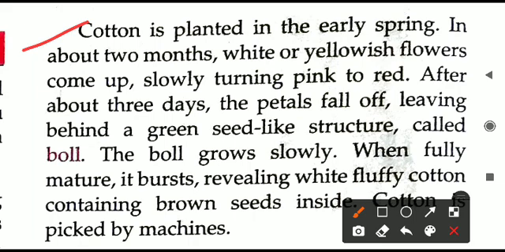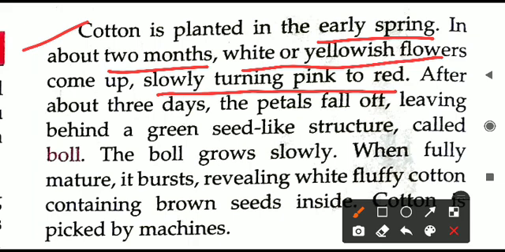So cotton is planted in the early spring season, and after about 2 months, what will happen? After we have planted them, we will observe white or yellowish flowers coming up, and these flowers will slowly turn pink to red. Means the white or yellow flower will change its color into pink or red.